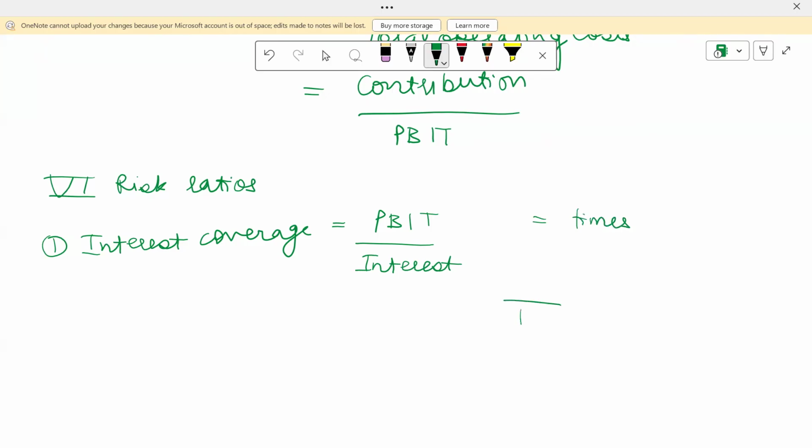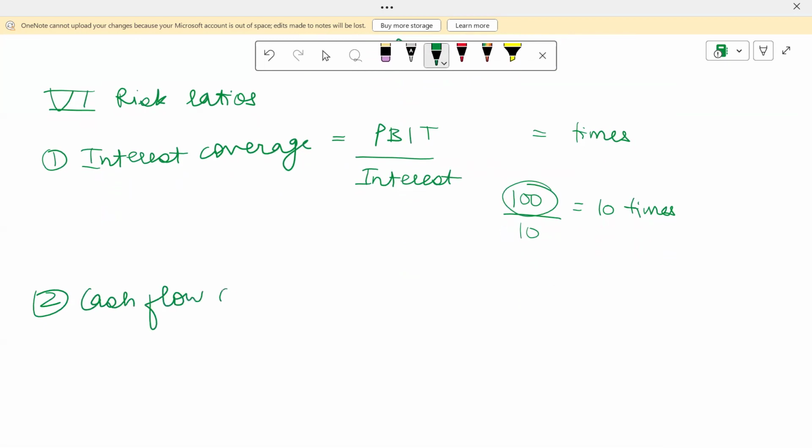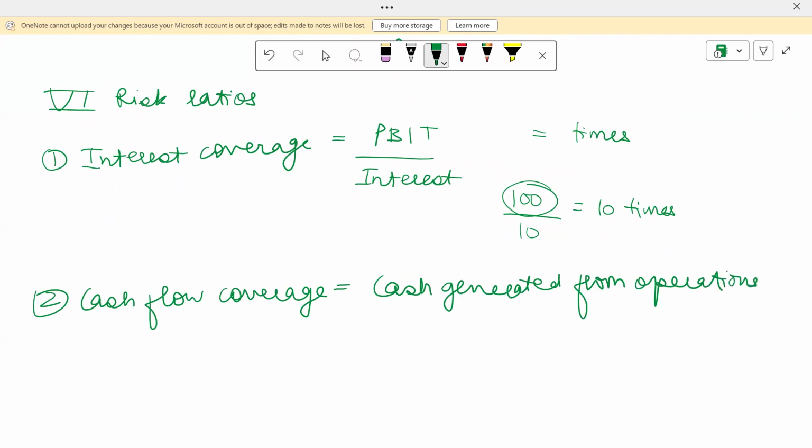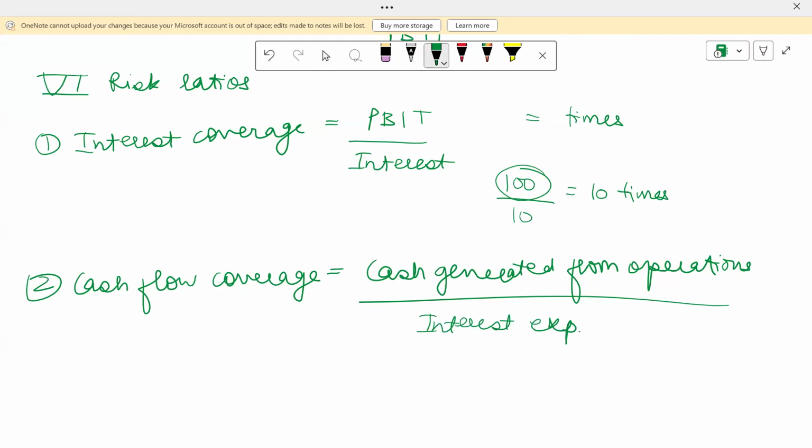Let's suppose my interest is 10 and my profit is 100. So I can pay my interest 10 times with the amount of profit that I make. So this is what the interest coverage ratio is about. Number two is your cash flow coverage. Over here, your numerator is cash generated from operations, how much cash you are generating from the operations that you're carrying out, divided by the interest expense. So this is the formula for cash flow coverage.